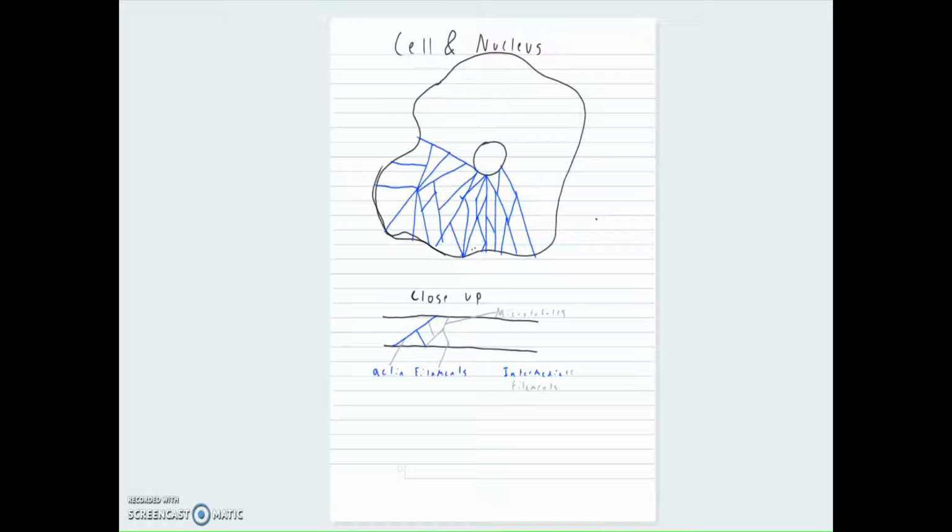Alterations in the cytoskeleton can cause many diseases, one of which is Parkinson's. Parkinson's occurs when Lewy bodies develop inside of the cytoskeleton. These Lewy bodies are made up of a protein called alpha-synuclein.